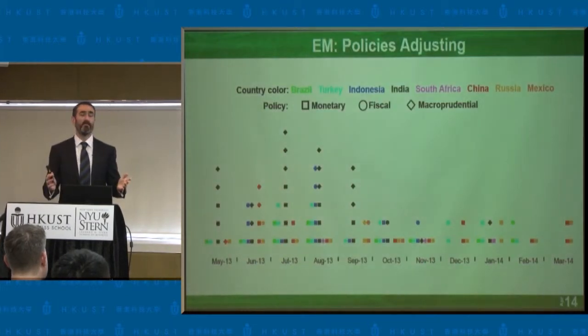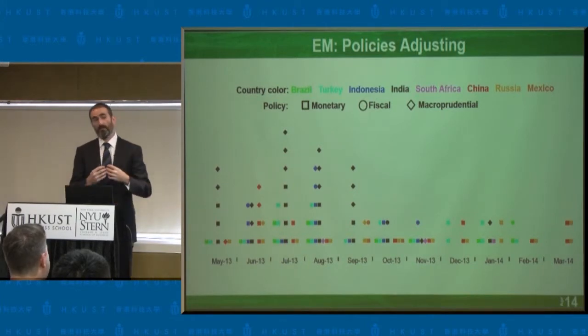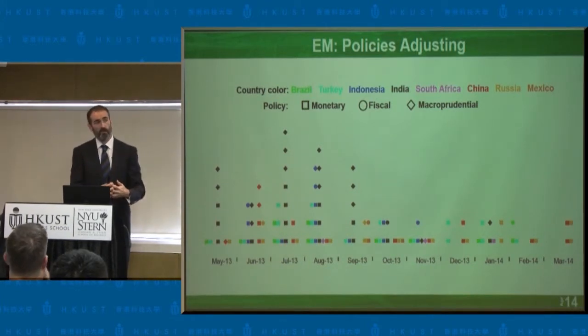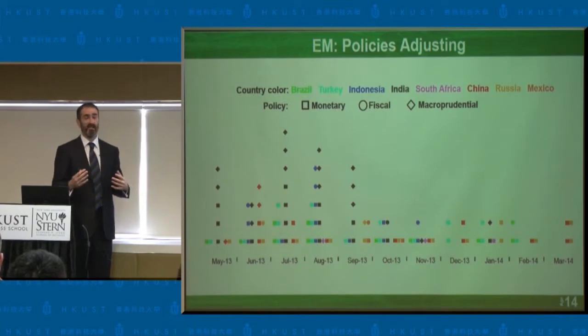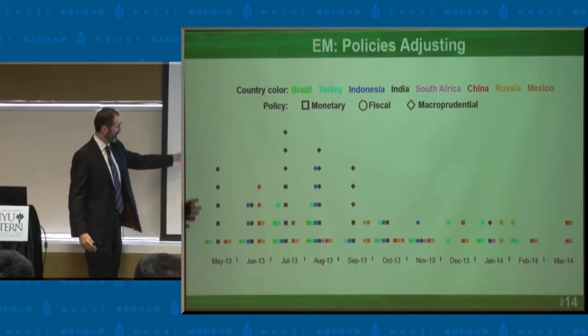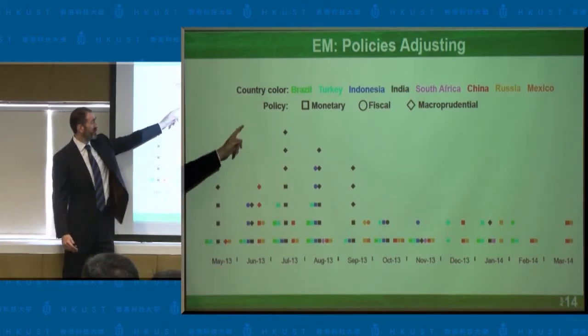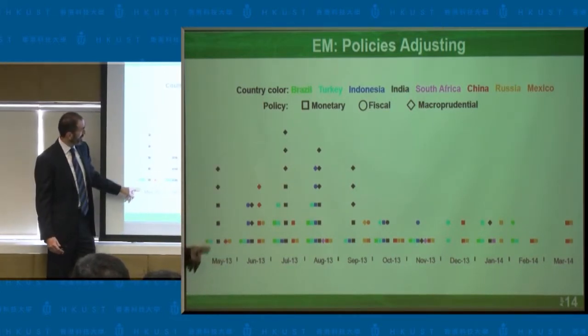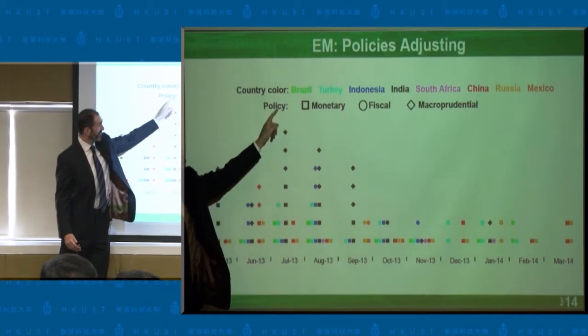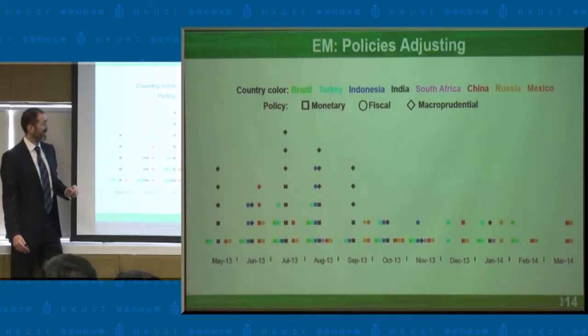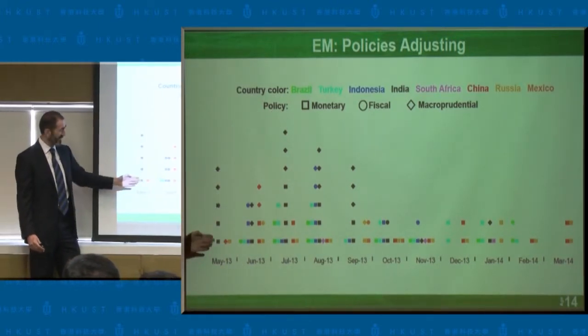At the same time, emerging markets and emerging economies took a lot of measures to try and stem all that volatility when it happened. So these dots basically give you an indication as to what policies were changing in these economies. You can see listed across the top the major emerging markets during the last 12 months or so.